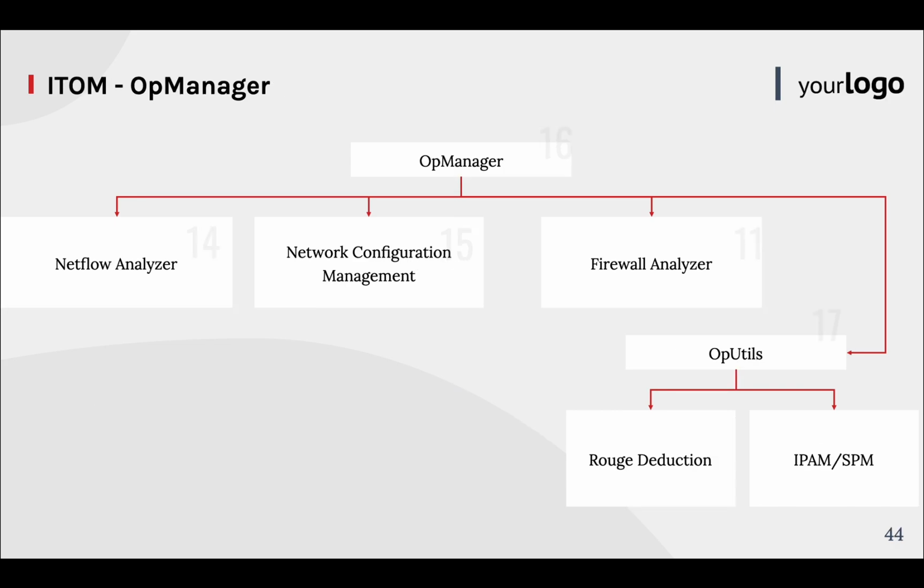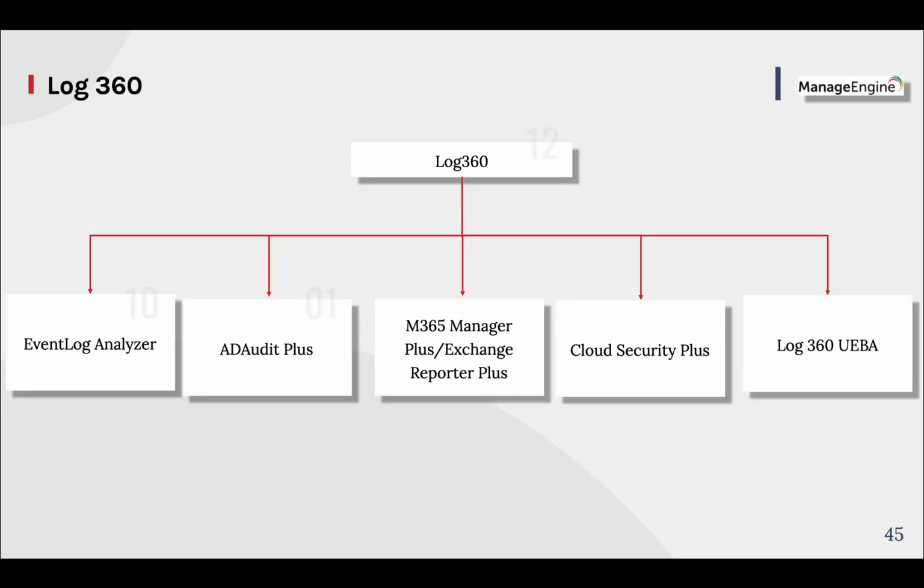OpManager, which is the IT operations management suite of products from ManageEngine that has monitoring abilities on its own and can monitor bandwidth usage, can monitor startup and running configuration on your network devices, monitor logs on firewalls, and OpUtils, which is IP address management and switch port mapper. We talked about the rogue detection functionalities within this. So this is the second solution we have representing ManageEngine for the CIS controls.